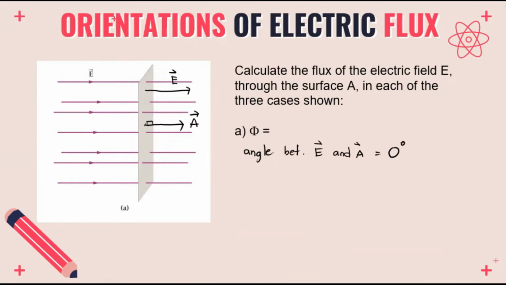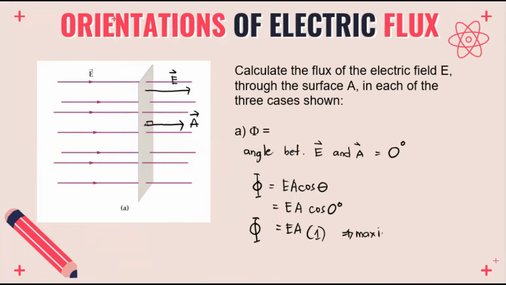So 0 degrees. If we apply the equation for electric flux, phi equals EA cosine theta, so yung value ng E, value ng A, cosine 0 degrees. Cosine 0 degrees is equal to 1. So the value of our electric flux in this kind of orientation, with cosine 0 equal to 1, is at the maximum.